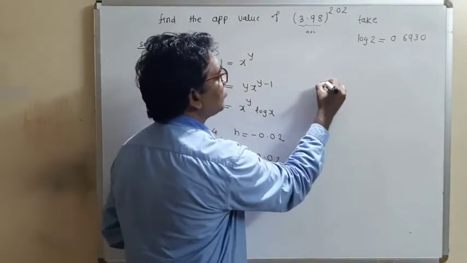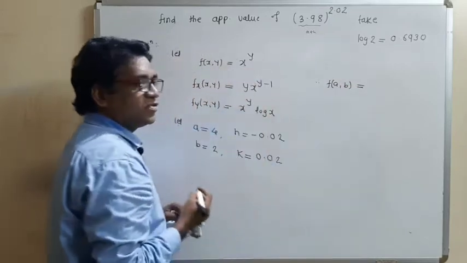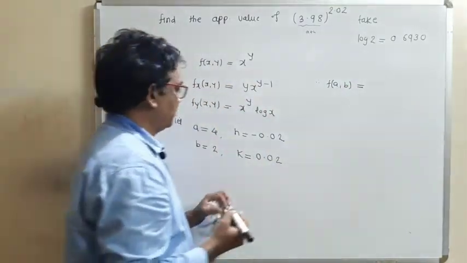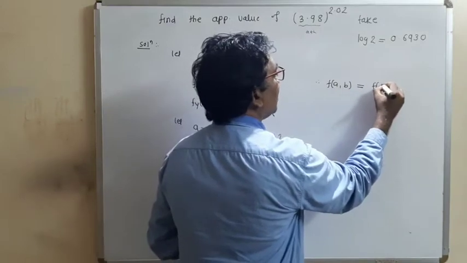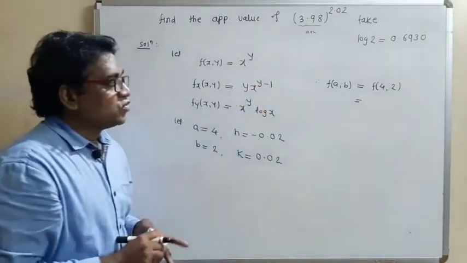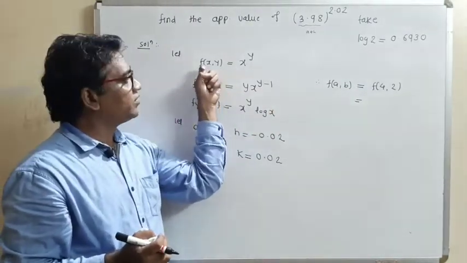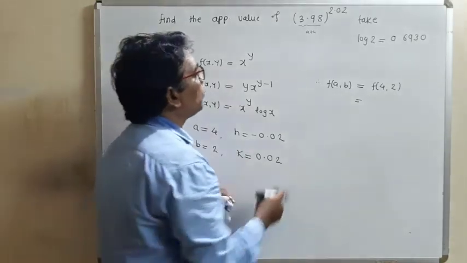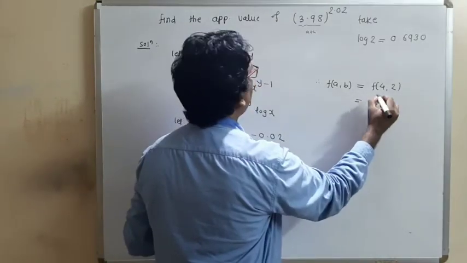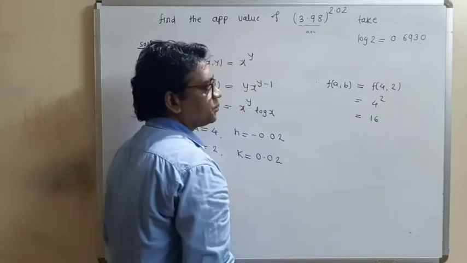Therefore, f at AB, this is the first functional value. A is 4, B is 2. So find out f of 4, 2 from the given function f. This is our f. So what is f of 4, 2? Put x equal to 4 and y equal to 2. So 4 square is 16.